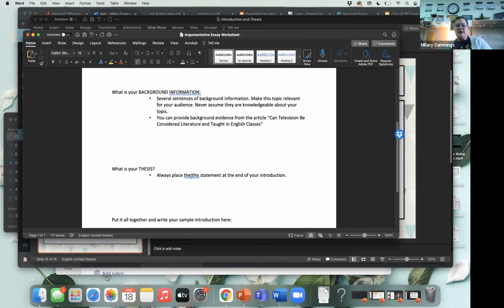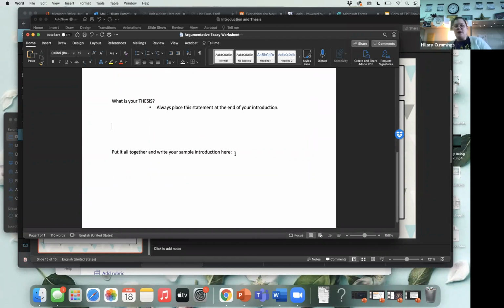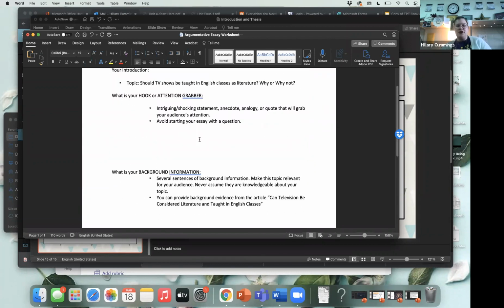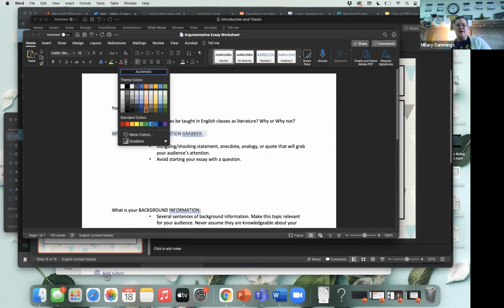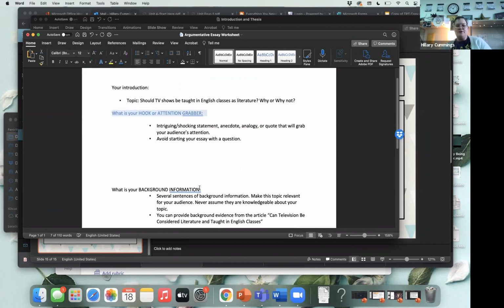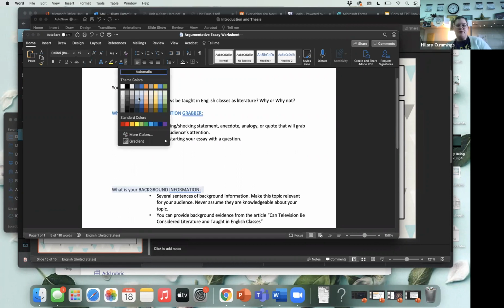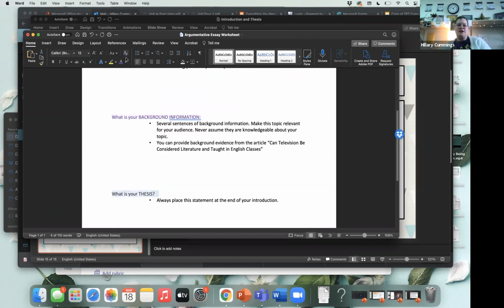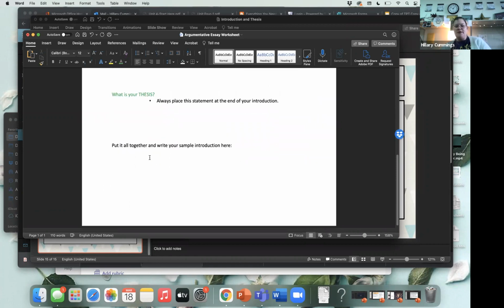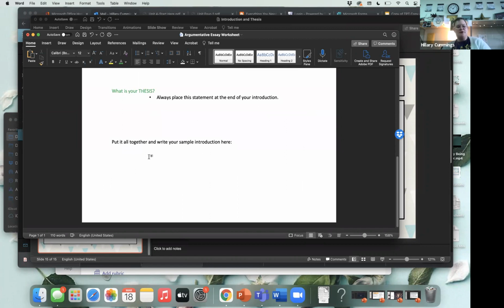Always place this statement at the end of your introduction. And then we're going to pull it all together by writing your simple introduction here. We're going to highlight things in specific colors. When you write it out, I want the hook or attention grabber to be in blue. I want the background information to be in purple. And then I want the thesis information to be in green, okay?